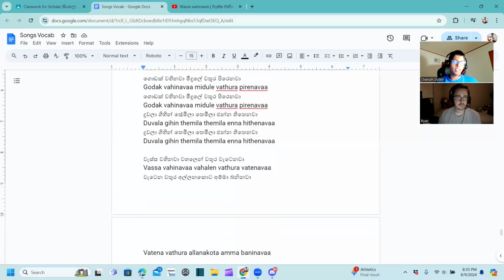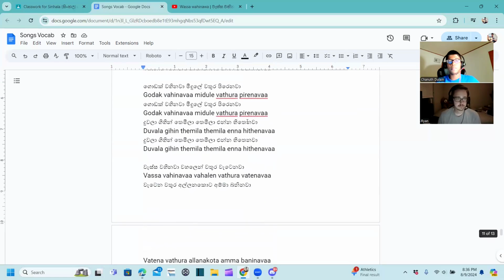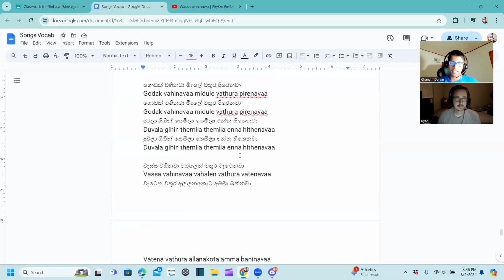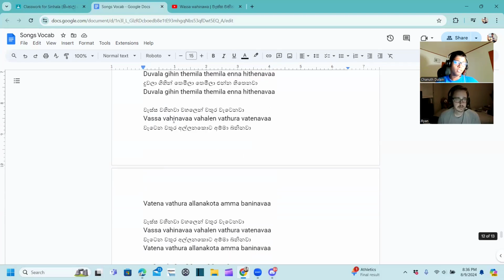Okay. And then it says "Duala Kihin Temila and Nahitenava." Remember "hitana" means "I feel like," right? So she feels like she wants to go outside and play with the rain. Gotcha. So this is the same thing: "Vessa Vahinavaa" and "Vatura Vetanava."